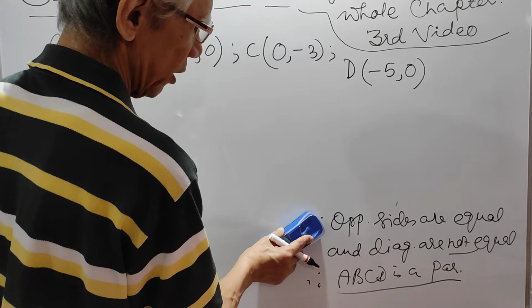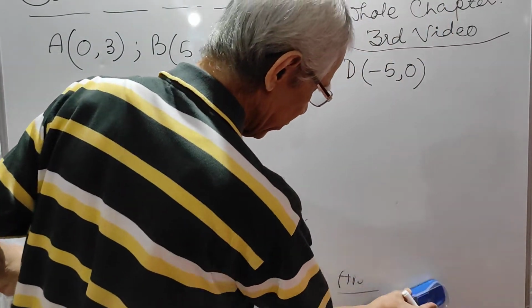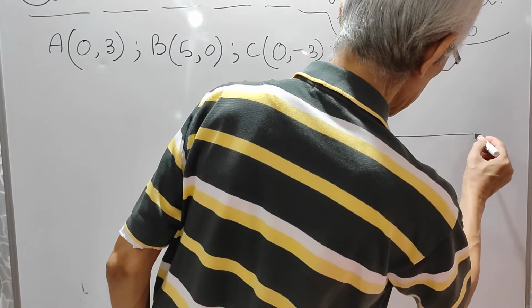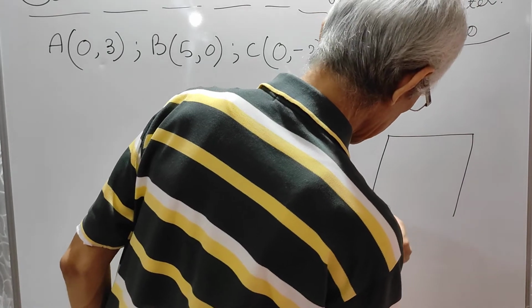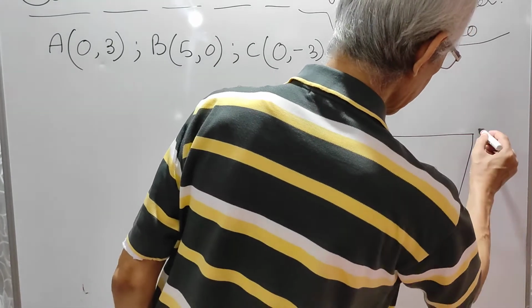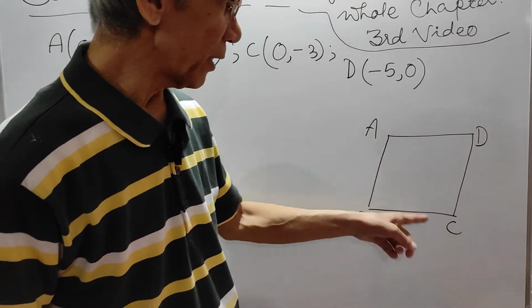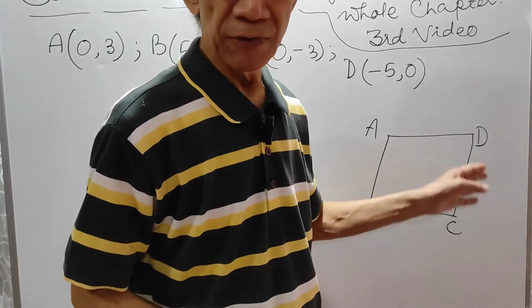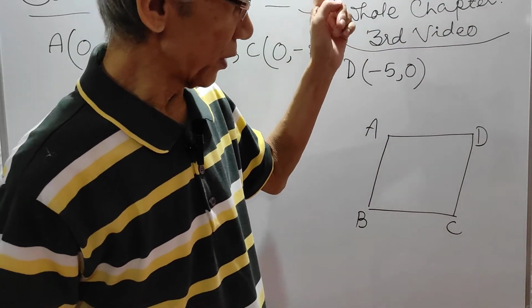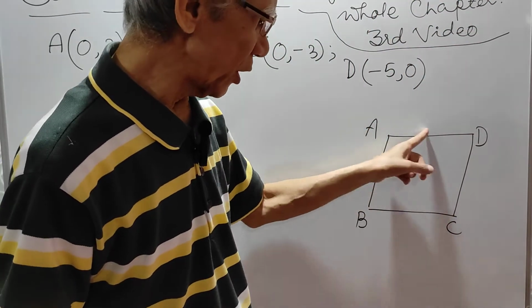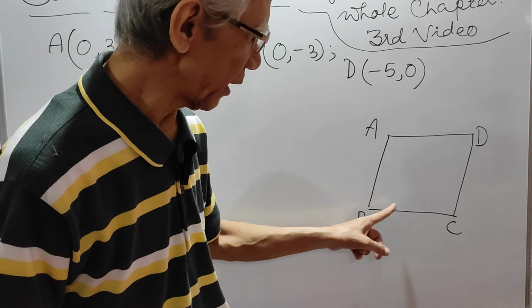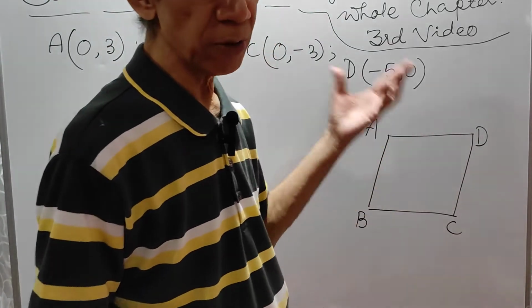Now what is a rhombus? A rhombus is a quadrilateral in which all sides are equal. All sides equal, but diagonals are not equal. If all sides are equal and also the diagonals are equal, that will be a square, which we did in the first video, I think. But if all sides are equal and diagonals are not equal, then it will be a rhombus. So that is what we are going to show.